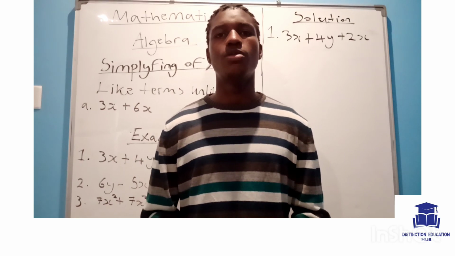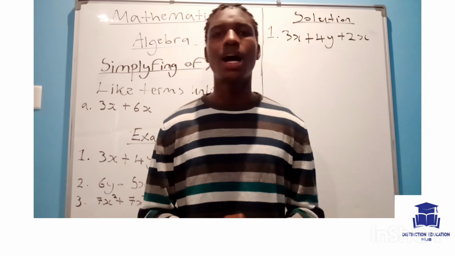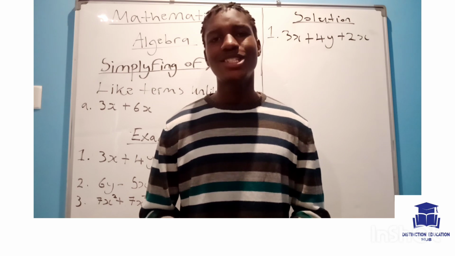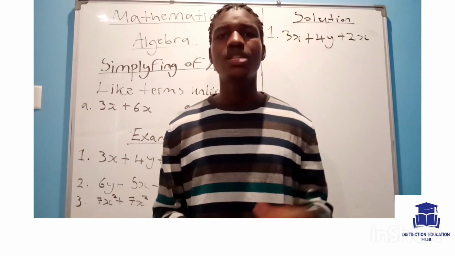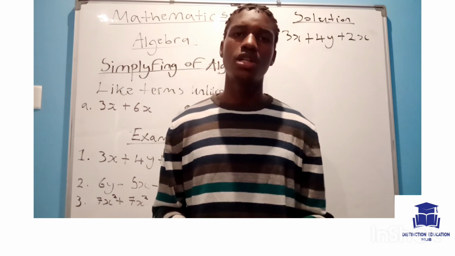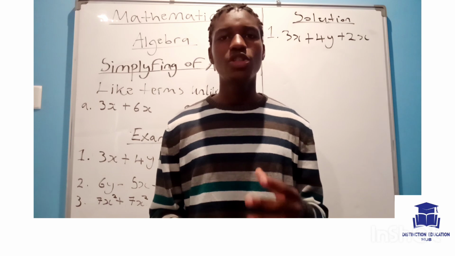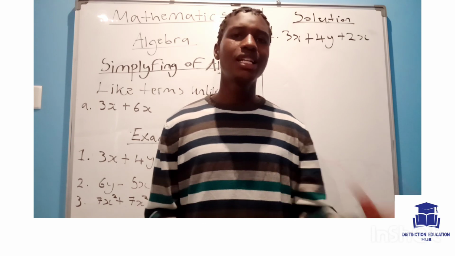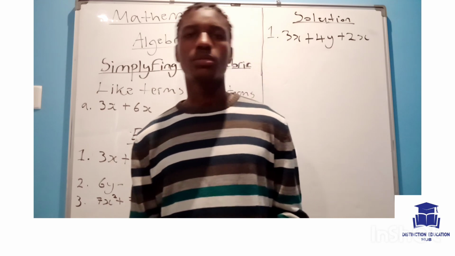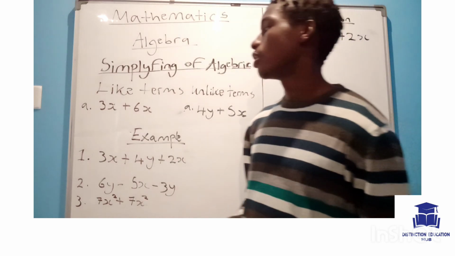In today's lesson of mathematics, we're going to be looking at algebra, one of the most interesting topics of mathematics. Under algebra, we're going to be looking at simplifying of algebraic expressions. When simplifying an algebraic expression, you have to consider certain things. You have to consider the like terms and the unlike terms. Let's look at some examples.